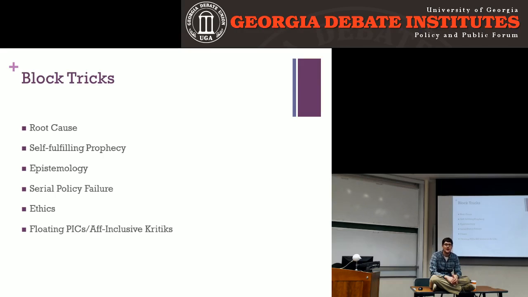Yeah, basically. And it's saying that when we create policies through this justification of security, then we end up encountering the same problems again and again, and we're never able to actually finally resolve them. I find this argument really helpful when coupled with root cause and self-fulfilling prophecy arguments because it enables you to say the only way to really meaningfully address the problems raised by the 1AC is to adopt some alternative approach other than security-informed policy making.